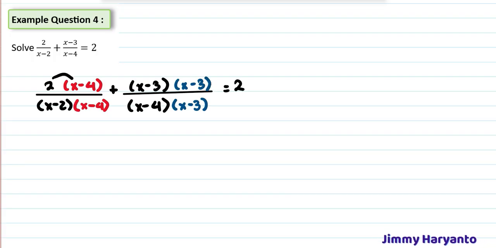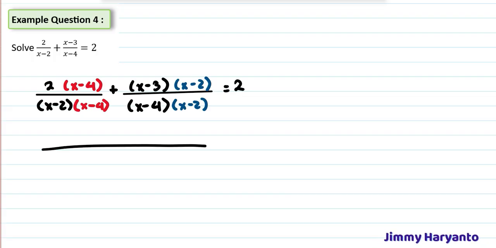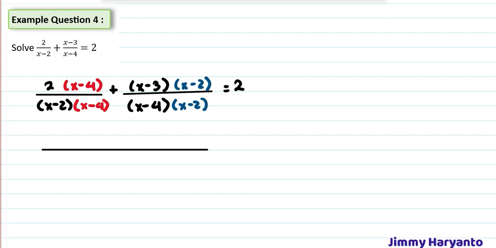Okay, and then after that, as you can see, the denominator is already the same. Sorry, my bad, not x minus 3. It should be x minus 2. Okay, x minus 2. The denominator is already the same. That means you can combine them like this, and usually you will not multiply them, so you will leave it like that, equals 2.